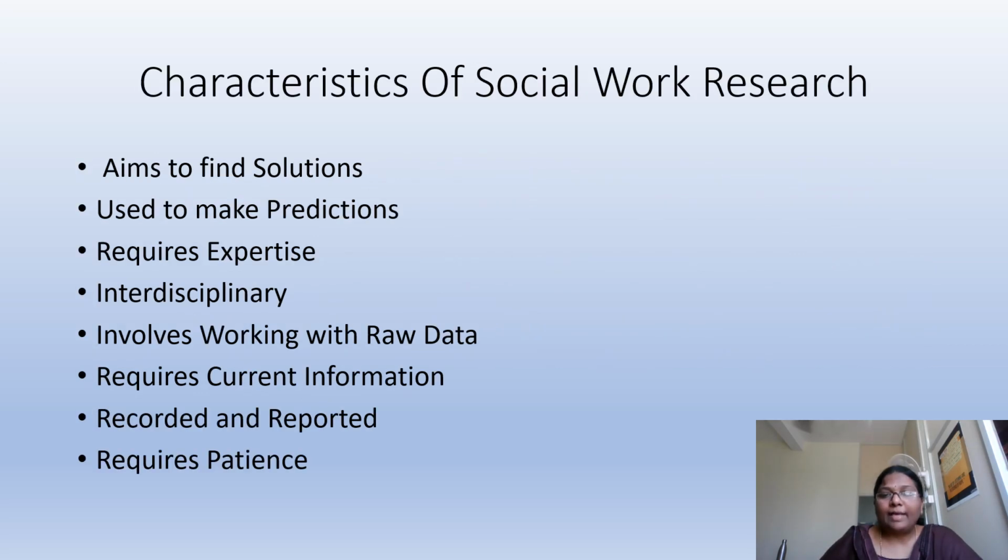When we talk about the characteristics of social work research, it aims to find solutions. That is the first thing. The second one is that it helps us to make predictions, like how a problem will bring about any consequences, what the causes are, or how it is going to affect the community or the society as a whole.